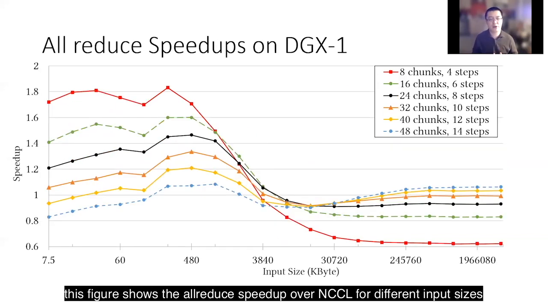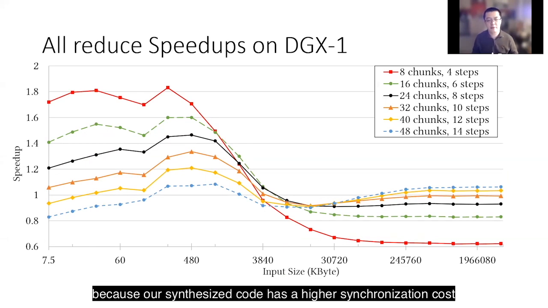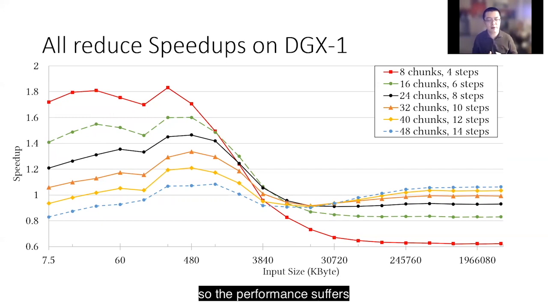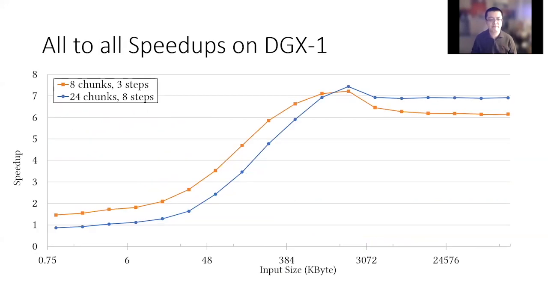This figure shows the all-reduce speedup over NCCL for different input sizes. Again, we plot one line per algorithm. For the input sizes that are smaller than 4 MB, SCCL is up to 1.8 times faster than NCCL. In middle sizes, NCCL is beating SCCL because our synthesized code has a high synchronization cost, so the performance suffers. Improving this would be a future work for us. And in large sizes, with the 48-chunk 14-step algorithm, SCCL beats NCCL by up to 1.1 times.